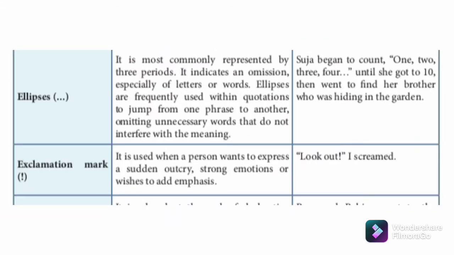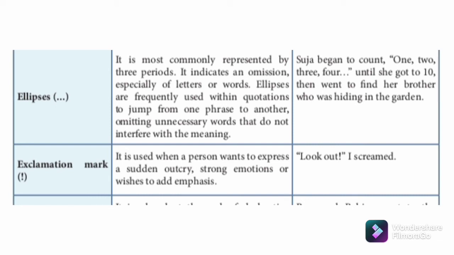The next one is ellipsis. The symbol of it is three dots. It is most commonly represented by three periods, that is three dots. It indicates an omission especially of letters or words. Ellipses are frequently used within quotations to jump from one phrase to another or omitting unnecessary words that do not interfere with the meaning. Look at the example.